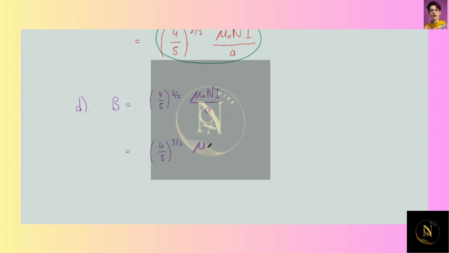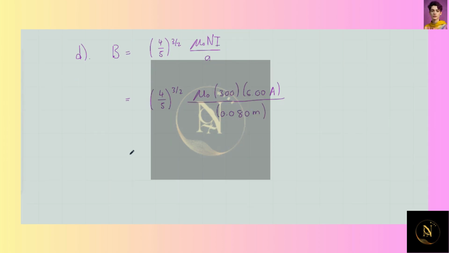times the constant mu naught, which you know is 4 pi times 10 to the minus 7, times the number of turns, 300, times the current I of 6 amperes, divided by the radius a, which is 0.08 meters. Since all our values are in SI units, we get a magnetic field in Tesla of 0.0202 Teslas. So that's the magnetic field at point P with our given values.